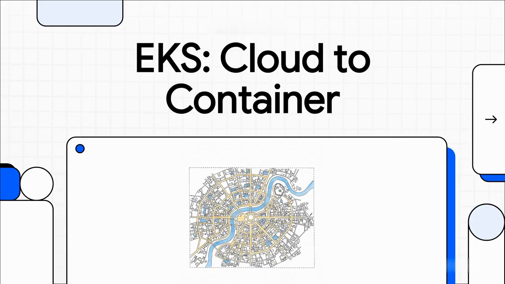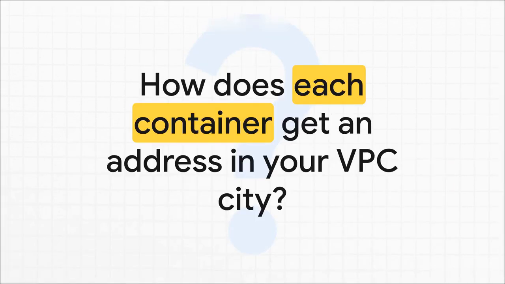Today, we're going to map out the entire journey, from that high-level cloud blueprint right down to a single container's IP address. So let's think about it like this. Your VPC is like a private city that you've meticulously planned out in the cloud, right? Your subnets are the different neighborhoods, and your EC2 instances, well, those are the big office buildings. But Kubernetes just changes the whole game. It's like adding thousands and thousands of tiny little apartments, the containers, inside those buildings.